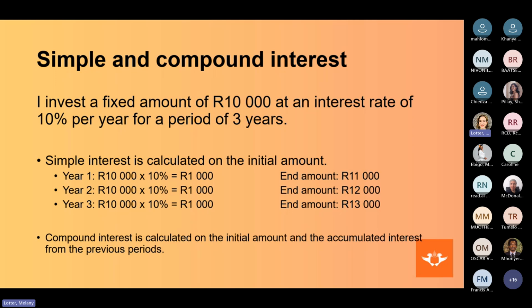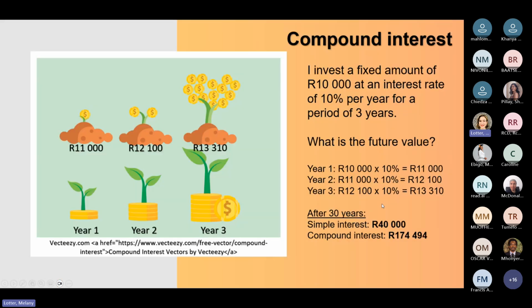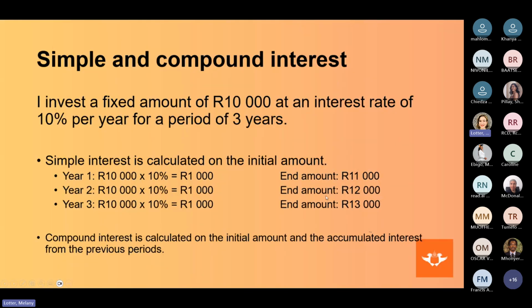So if we look at an example, I hope that I can explain the difference between simple and compounded interest. Simple interest is, if I invest 10,000 Rand, then I get 10% on my 10,000 Rand every year. That's simple interest. So in year one, I have 1,000 Rand. In year two, I still have, on my original amount, 10% on 10,000, 1,000 Rand. In year three, it's the same. So you only get 10% on your original amount. That's simple interest. So at the end of year three, I have 13,000 Rand saved.